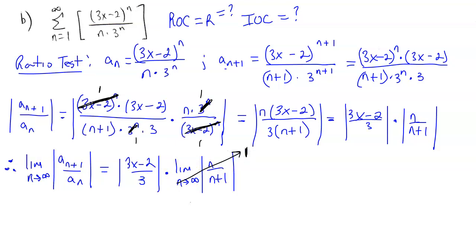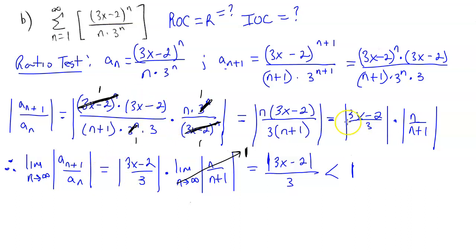All we have left there is the absolute value of 3x minus 2 over 3. I'm doing that because the absolute value of 3x minus 2 over 3 can be written as the absolute value of 3x minus 2 over the absolute value of 3, and of course the absolute value of 3 is 3. We know that this must be less than 1 in order for the corresponding infinite series from the power series to be convergent.